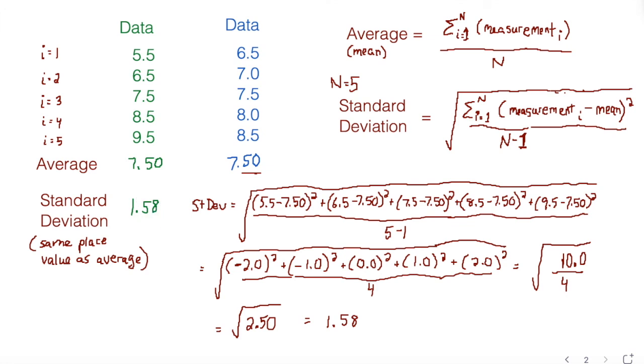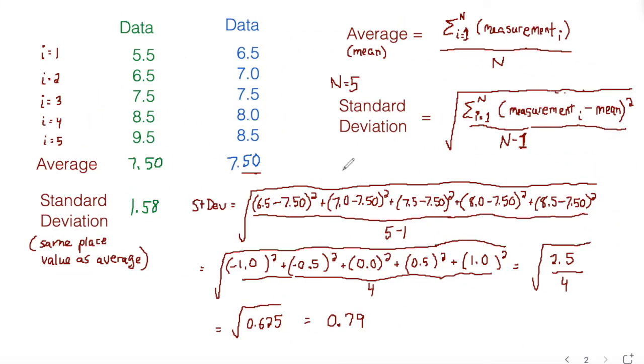Let's see if we can do the same thing for the second set of data. So here we have this second set of data. The differences between each measurement and the average are a little bit smaller. So we have a -1, a -0.5, 0, 0.5, and 1, and these are being squared. When we square these and add them up, it comes out to 2.5. 2.5 over 4 is 0.625. And then taking the square root of that result gives us 0.79.